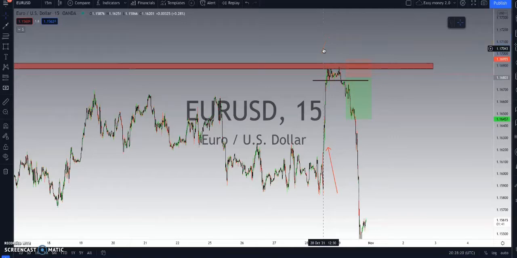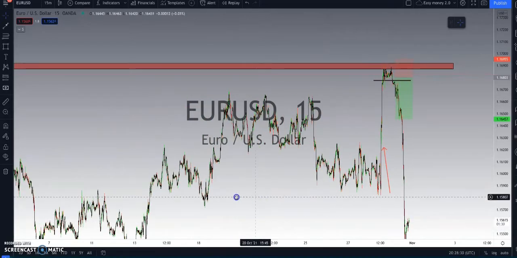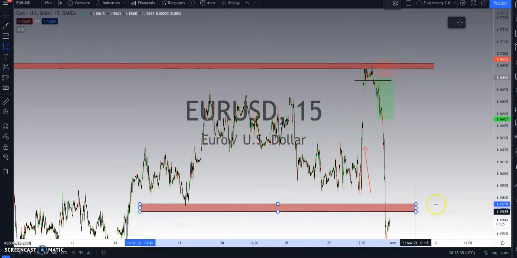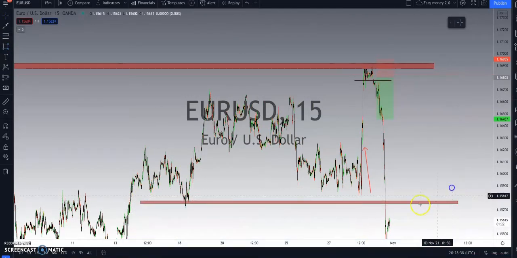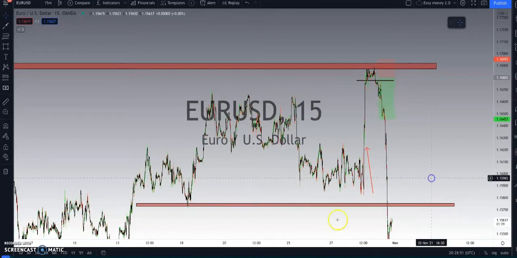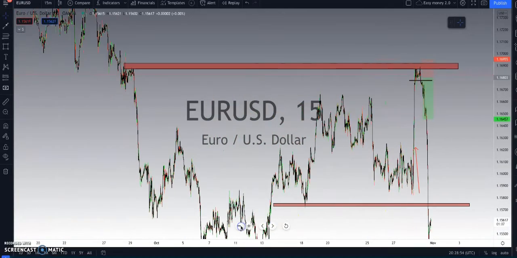Now your support and your resistance on the 15-minute are important as well, but sometimes you'll see, like here, this once was a support. Price bounced off of it and it bought for some time, but since this is the 15-minute time frame, guys, price can go all the way up and come all the way back down. If we look at this for a whole month, it dropped.